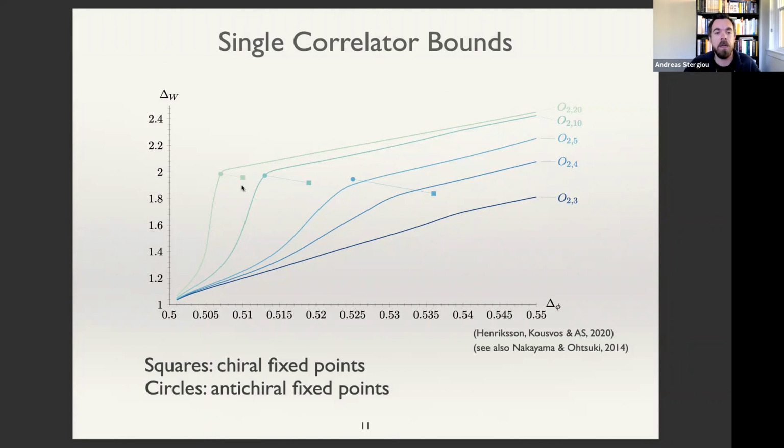Okay. So the antichiral fixed point here saturates the bound in this W sector. So by W here, I mean the leading spin 0 operator in the W sector.